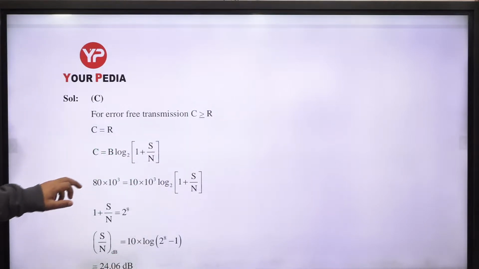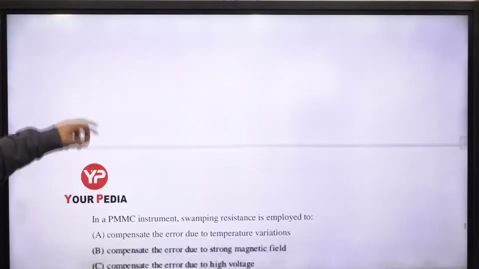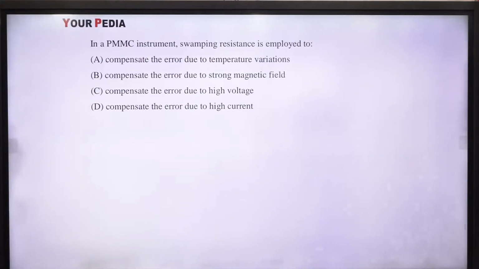So next, moving ahead, you can take this PDF. Everything is explained here in proper detail.